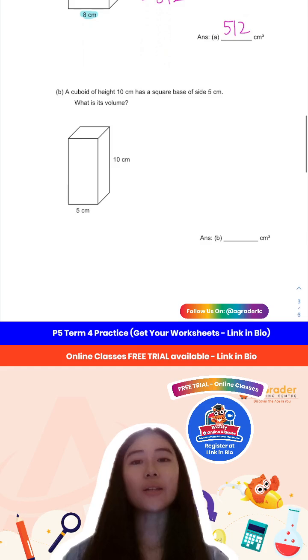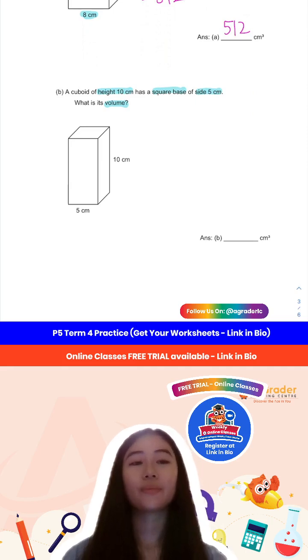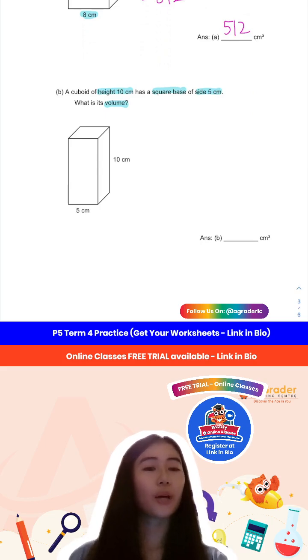Take a look at this diagram. A cuboid of height 10 cm has a square base of side 5 cm. What is its volume? Let me know your answers.